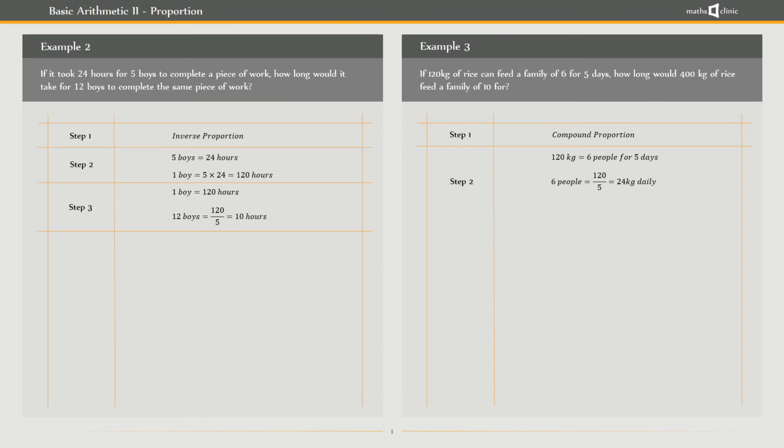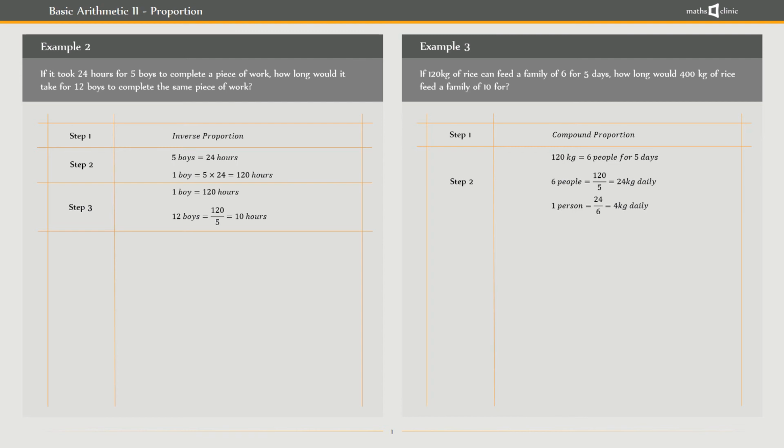Okay, now once I have 24 kilograms, 6 people consume 24 kilograms daily. I want to know what one person consumes daily. So I'd say one person consumes 24 divided by 6 and it will give me 4 kilograms daily.